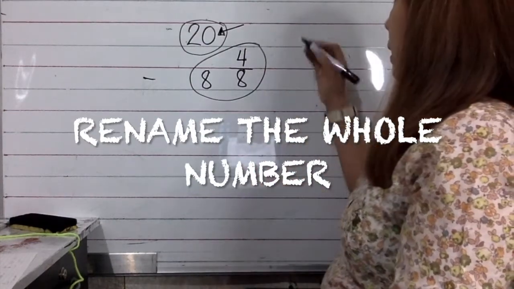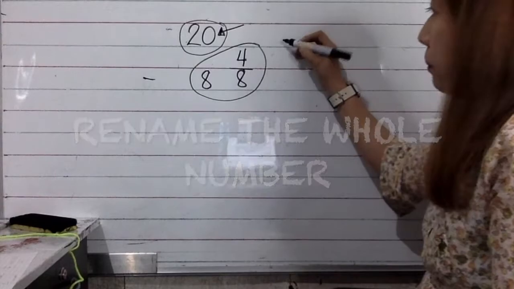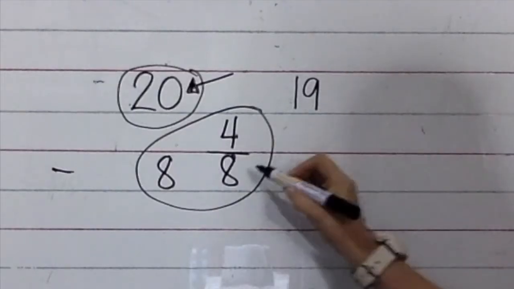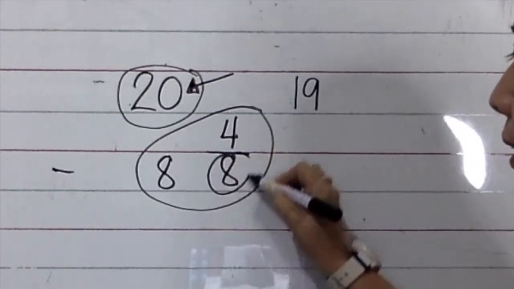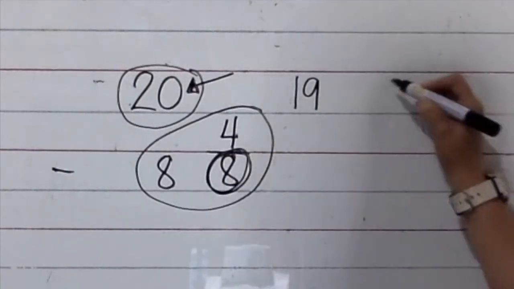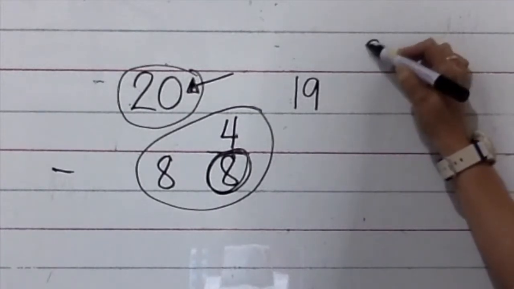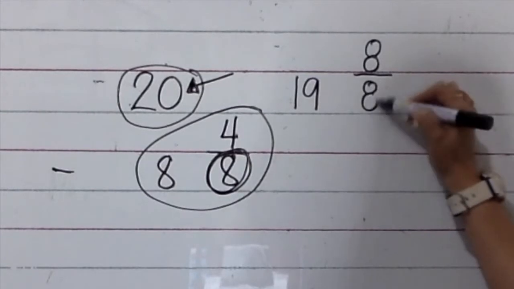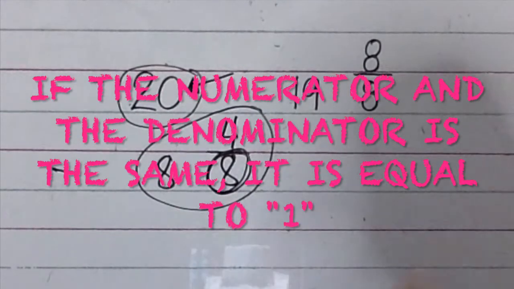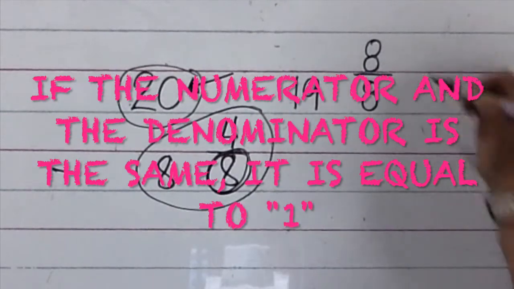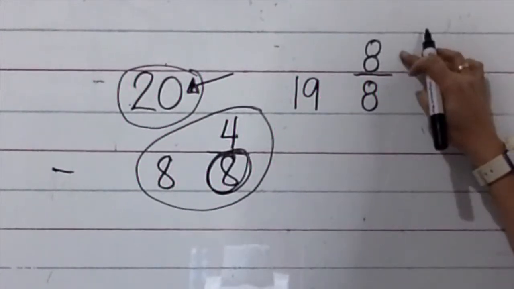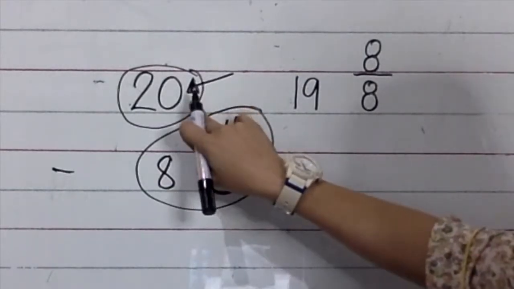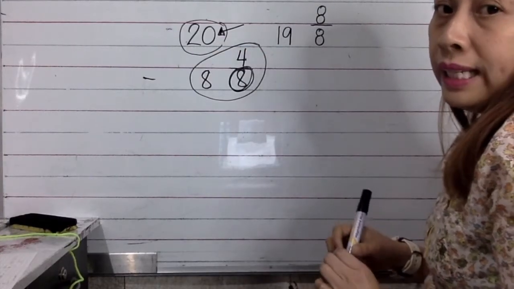So how are we going to rename the whole number? It's 19. For the shortcut, let's use the denominator. Copy the denominator and the numerator, because if the numerator and the denominator are the same, it is 1. So 8 over 8 is 1 plus 19 is 20. So that's how we are going to rename.